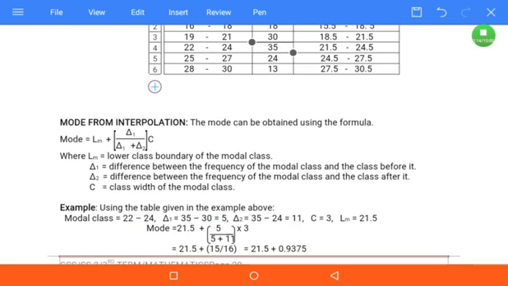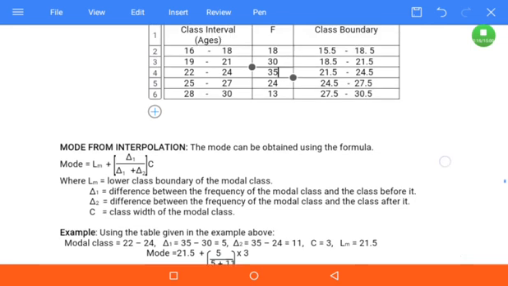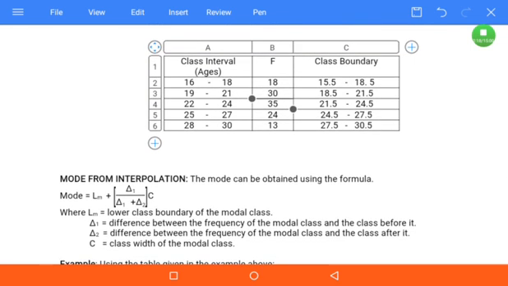Now, first thing to do is what? Get Lm. What is Lm? Lower class boundary of the modal class. Now, this is the class interval, so go and do the class boundary. Of course, that's not difficult. After doing that, the lower class limit, or what we call boundary now, of the modal class is what? 21.5. This one. So this is the corresponding lower class boundary of the modal class.